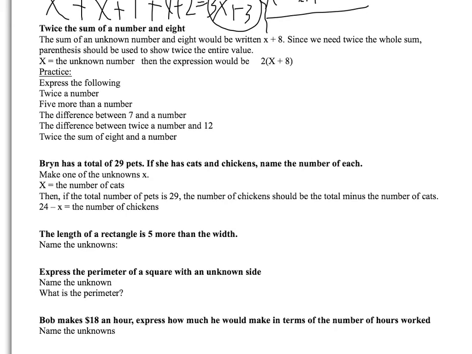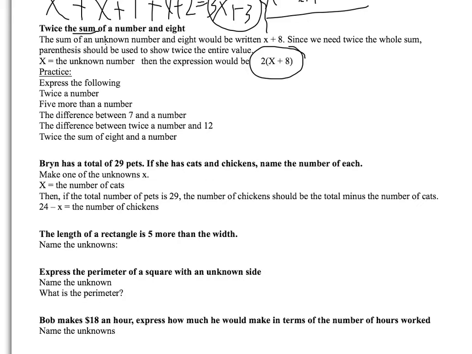So, once again, twice the sum of a number and 8. Twice, we're going to multiply something by 2. Sum, once again, means we're going to add. The sum of what? A number and 8. Now, anytime we see a number, we can just let that be the unknown, the variable, and generally we'll denote this as x. And notice it says the sum of an unknown number and 8 would be x plus 8. But we want twice this, so we'd have to multiply the whole thing by 2. And that's what we're getting.